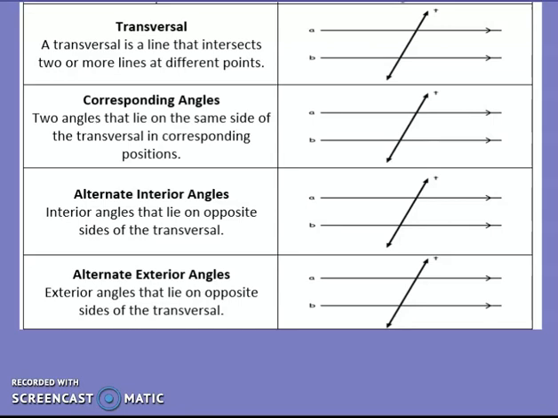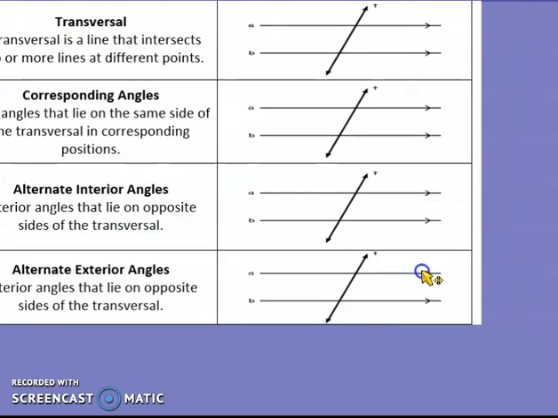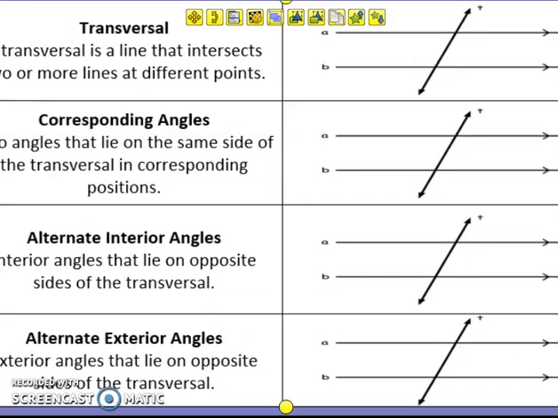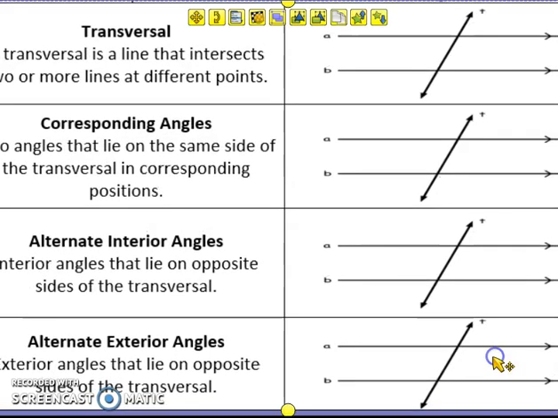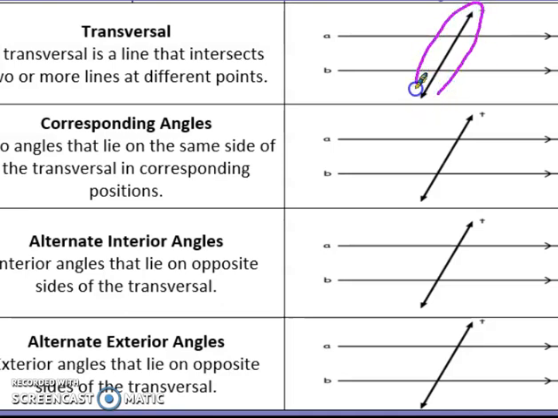Now, today's video is going to be very heavy on vocab, but the important thing to keep in mind with this vocab, once you learn it, you'll be able to solve all types of problems with parallel lines. So, our first vocab word is a transversal, and a transversal is a line that intersects two or more lines at different points. In our example here, that is my transversal. It is intersecting lines A and B at two different points.